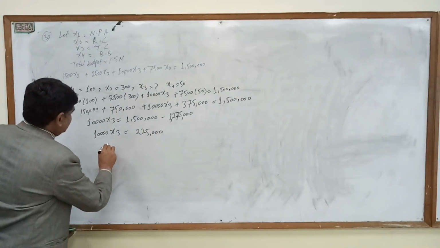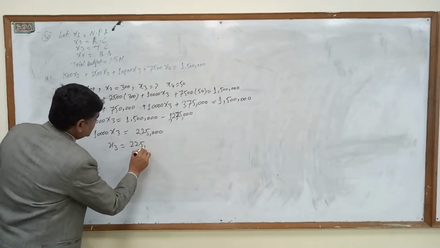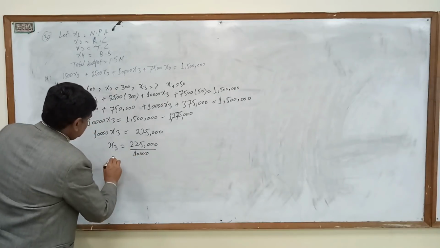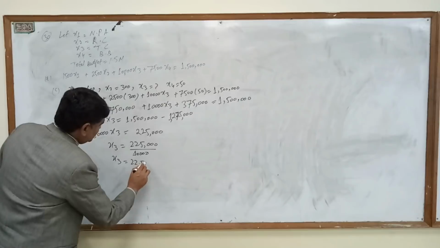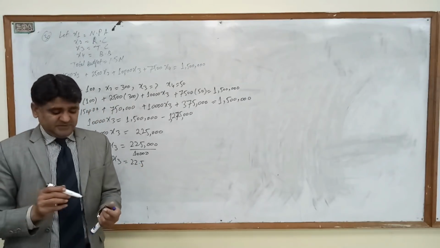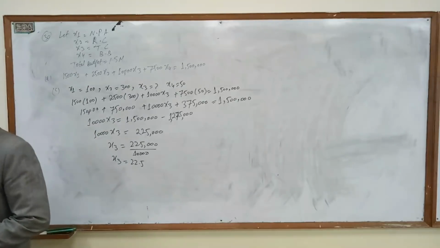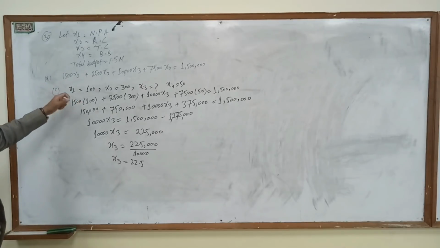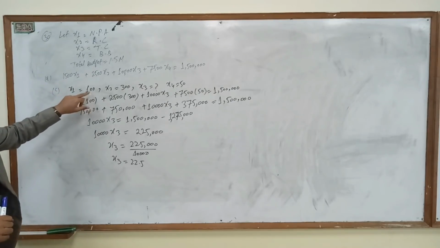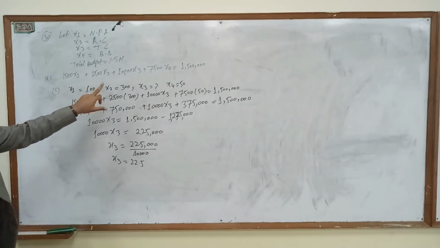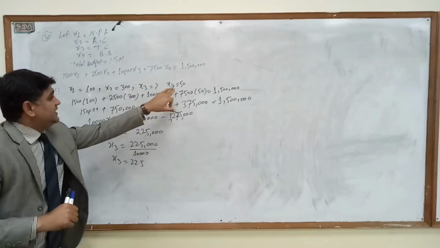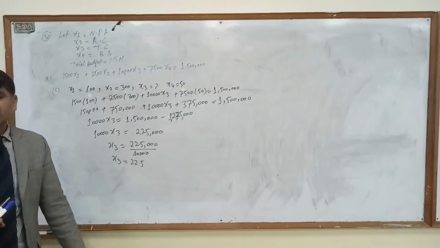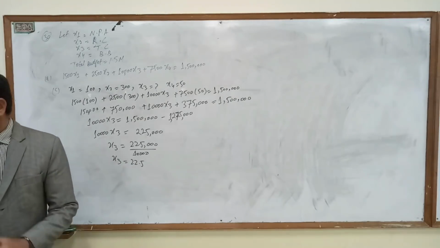So X3 is 225,000 divided by 10,000, so X3 is 22.5. If they have 100 advertisements from newspaper, 300 from radio commercial and 50 from billboards, then they can have 22.5 advertisements from television. Clear, students?